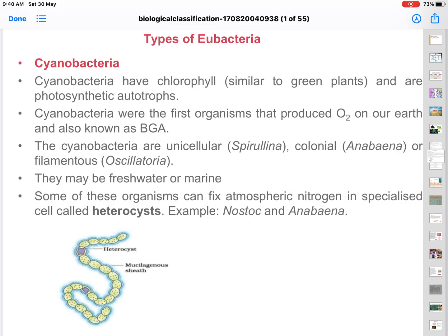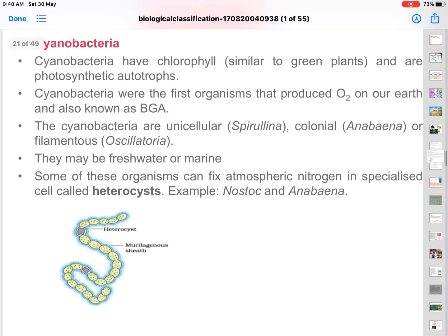These are photosynthetic prokaryotes with chlorophyll a, carotenoids and phycobilins. What are these? These are pigments. They may be unicellular, colonial, filamentous and marine. So that means they are almost omnipresent, and some of them are terrestrial too. The colonies are generally surrounded by a gelatinous sheath.